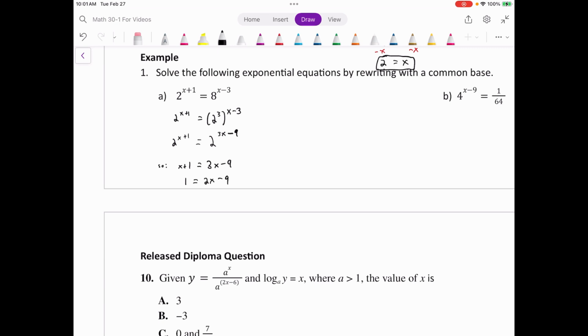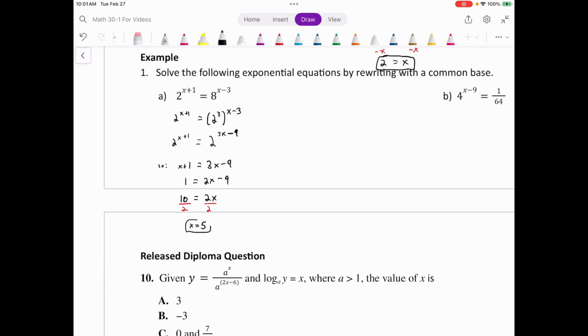No, I'm not showing a ton of my work there, but does that make sense? Subtract x here to get rid of it. Subtract x on this side as well to give me 2x. And then add 9 to both sides to get 10 equals 2x. And then lastly, divide both sides by 2. And there we go. X equals 5.